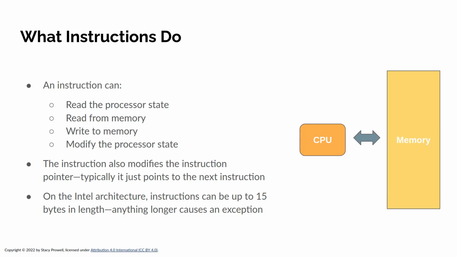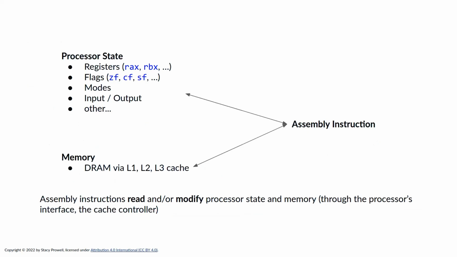This slide points out they can be up to 15 bytes in length. Because of prefix bytes, you could theoretically construct an instruction that's longer, but the pipelines only take 15 bytes. So it will cause a processor exception if you do that. There are many instructions you can try to execute that will cause a processor exception. So the processor state is the registers like RAX and RBX and RSI and RIP and all the various registers. The flags like the zero flag, the carry flag, the sign flag, the overflow flag, all of those.